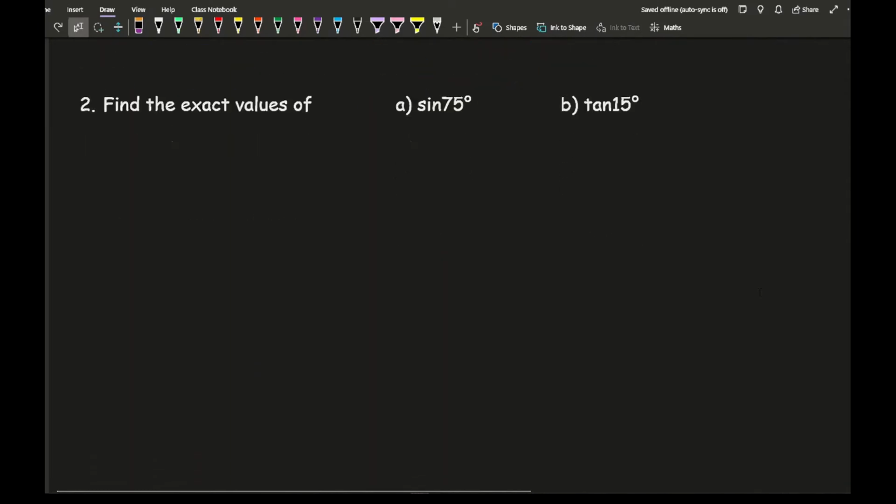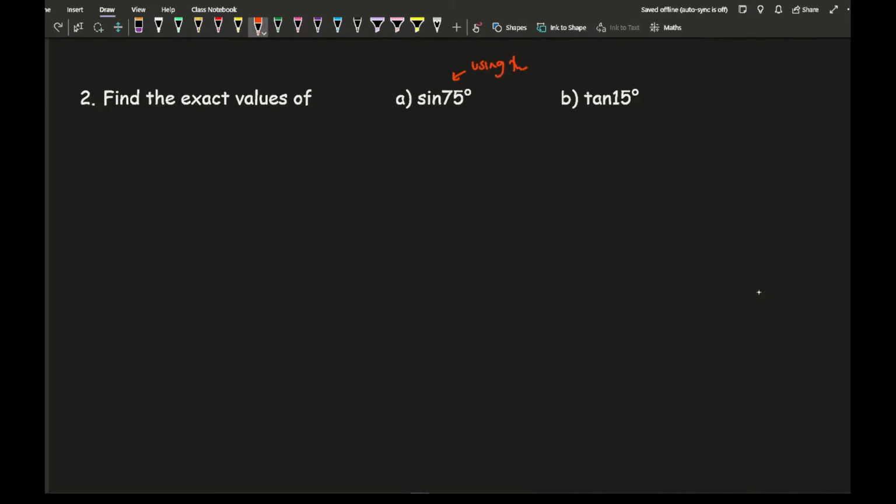Now for these types of questions, what you want to try and do is use the numbers, a bit like Countdown. So we've got 0, we've got 30, we've got 45, we've got 60, and we've got 90. And these are the numbers that you can play with to try and find these unique angles that we have got. And this is where the compound angle formula really comes into play. So for example, with A, we've got sine 75. Now I can write sine 75 as sine of 45 plus 30.